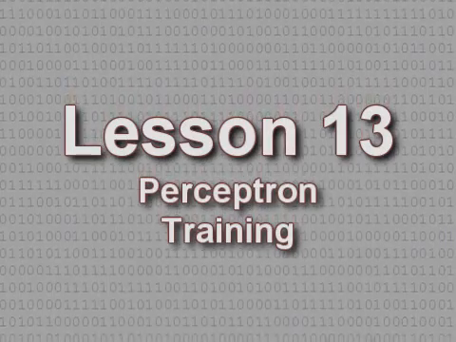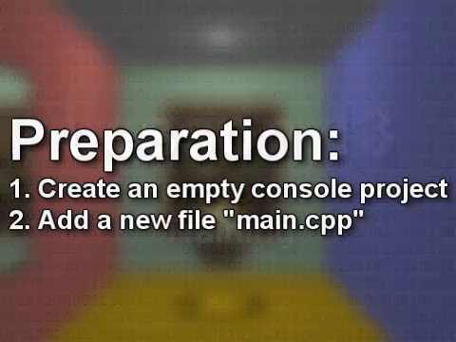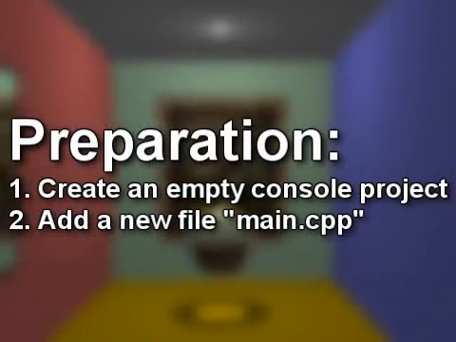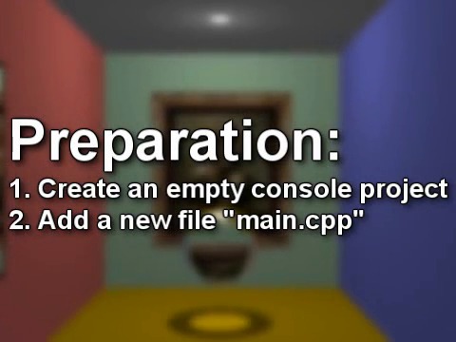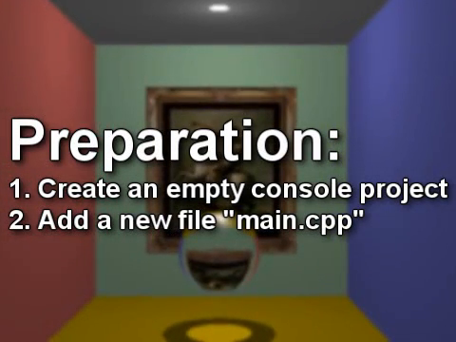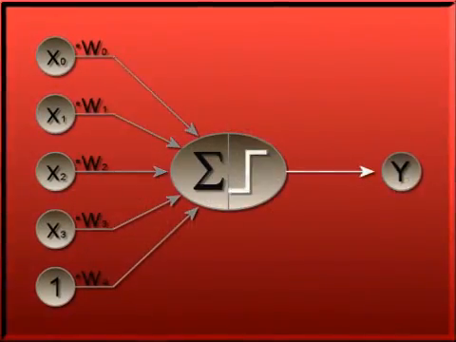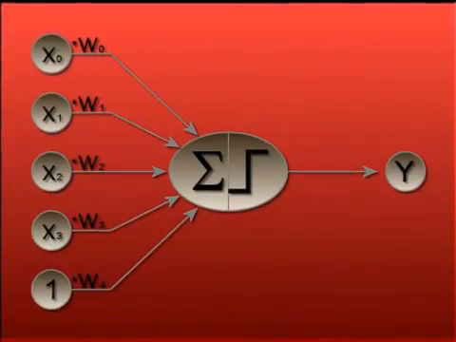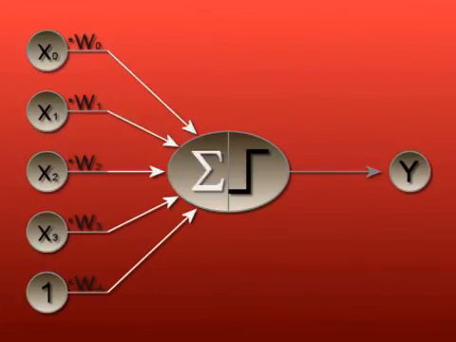Lesson 13, Perceptron Training. To follow along with this lesson, you will need to create a new empty console project and add a new C++ file named main.cpp to it. In this lesson, we present a simple C++ implementation of the Perceptron Training algorithm.